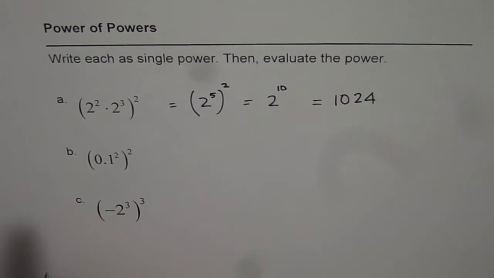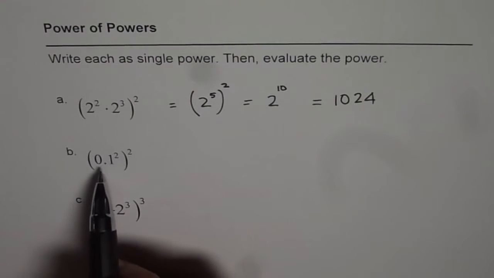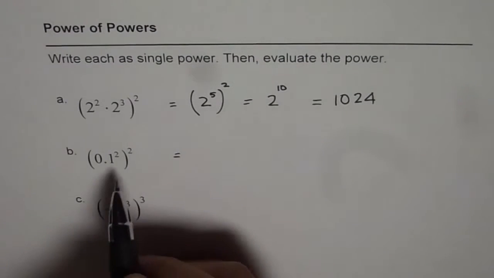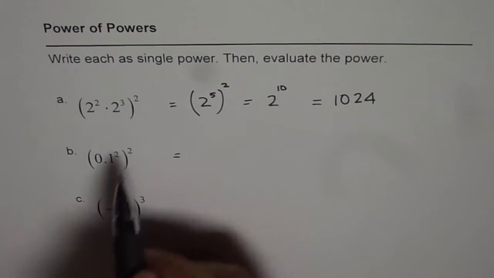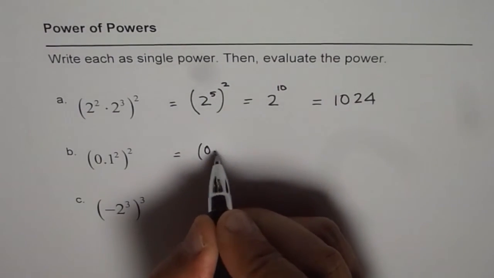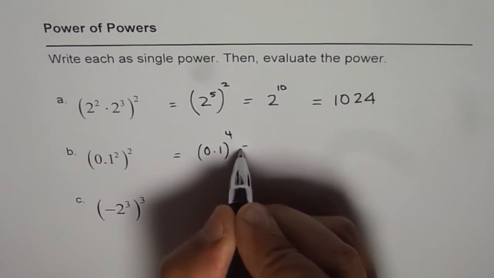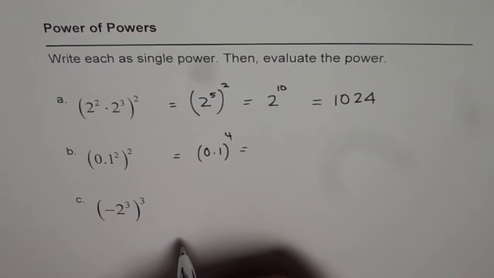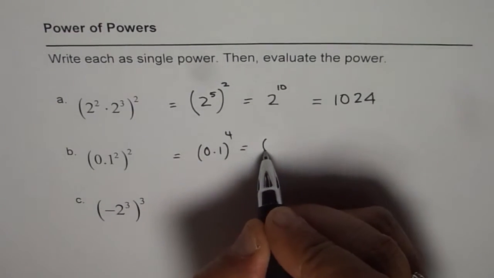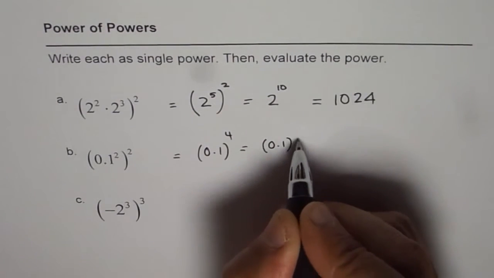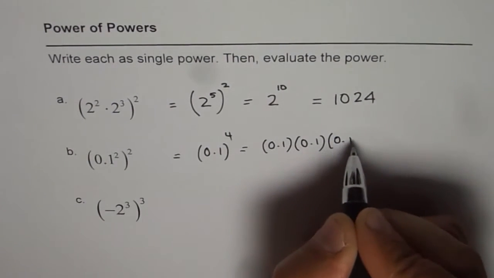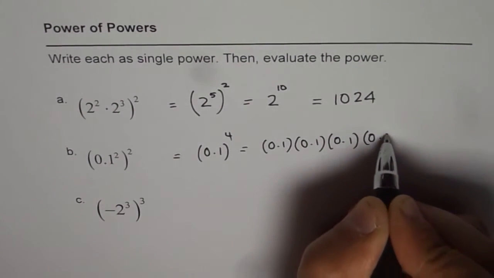Okay, now let's look into part B, which is 0.1 squared, to the power of 2. So here, power of powers, 2 gets multiplied by 2, so we get 0.1 to the power of 4. Now when I multiply 0.1 by itself 4 times, what do I get? That's a big question, so let's try to see it first. So it's 0.1 times 0.1 times 0.1 times 0.1.